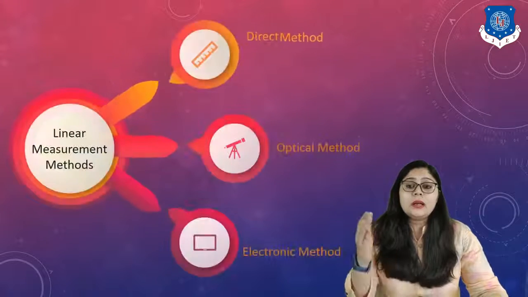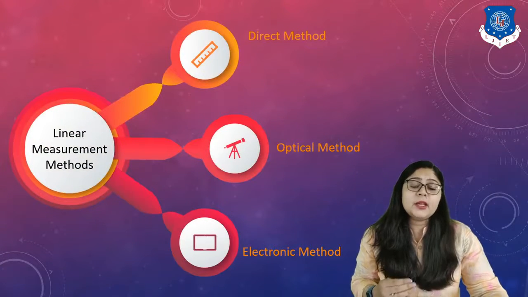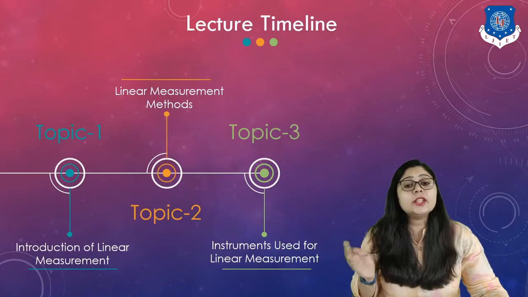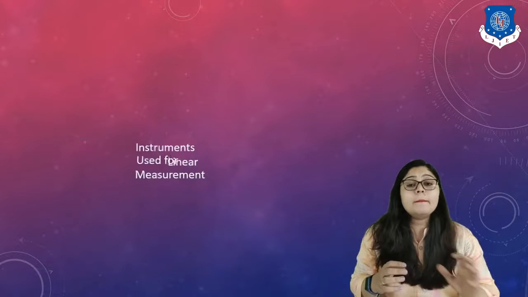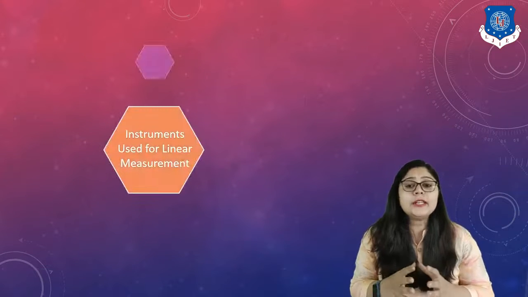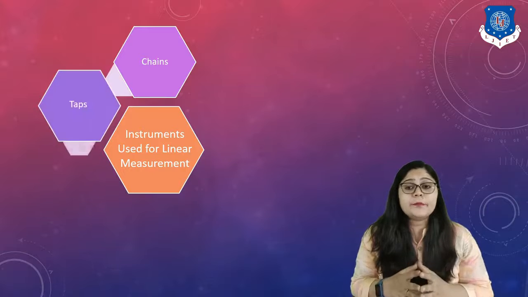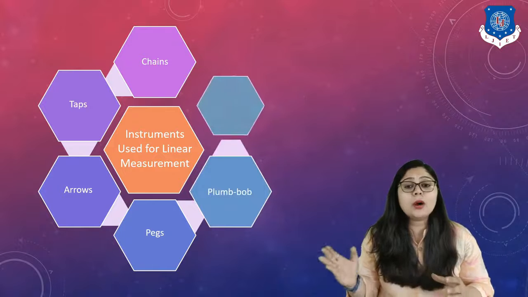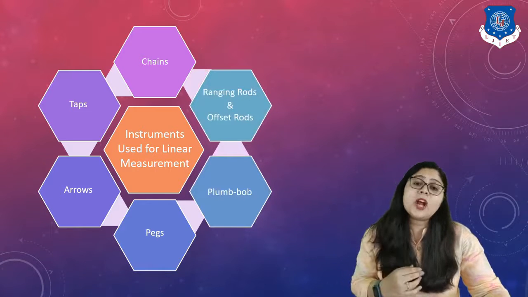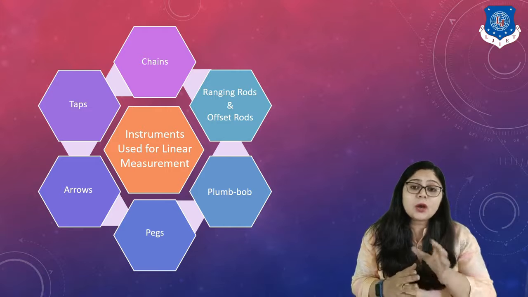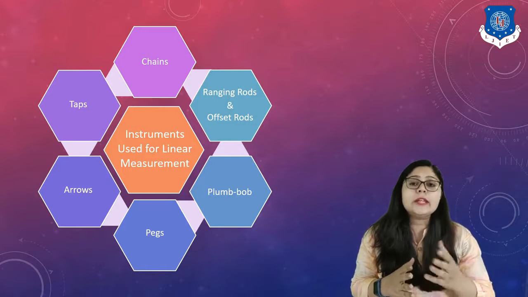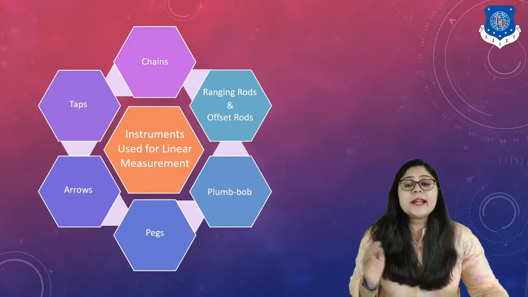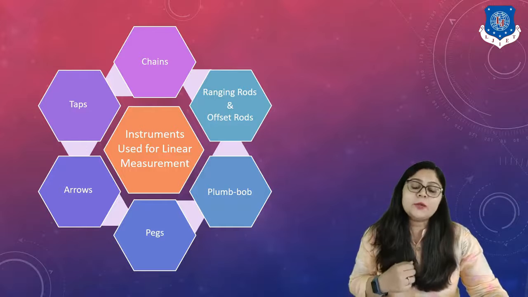Now, that's all for the linear measurement methods for today's lecture. Now let's move to the last topic for today's lecture, which is instruments used for linear measurement. Basically, various instruments are used for linear measurement like chains, tapes, arrows, pegs, plumb bobs, and ranging rods and offset rods. Now, all these instruments have their own importance when we go to the field for linear measurement, right? So let's understand all instruments in detail first.